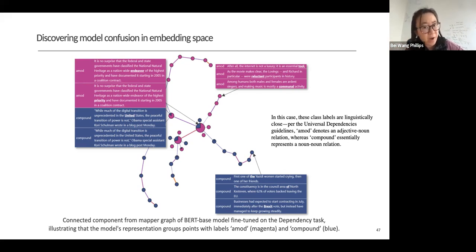You see a very pure branch, which is purely dark blue, and purely purple. But then you also see branches or nodes where the model is getting confused. So you can use this macro graph structure to explore and hopefully improve your model or improve your ground truth labels, because some of those may be related to wrongly labeled data.